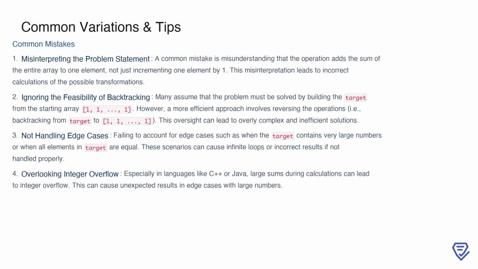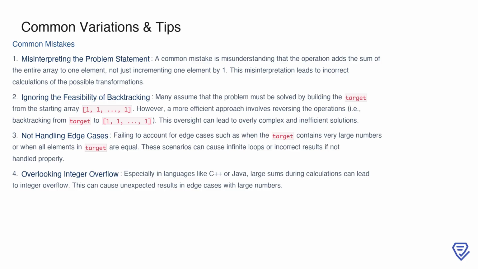One of the most common mistakes in this problem is misunderstanding how the operation works. The operation doesn't just increment a single element by 1, it adds the sum of the entire array to one specific element. Misinterpreting this can lead to incorrect transformations and failed solutions. Another frequent error is assuming the problem should always be solved by building the target array starting from 1, 1, 1.